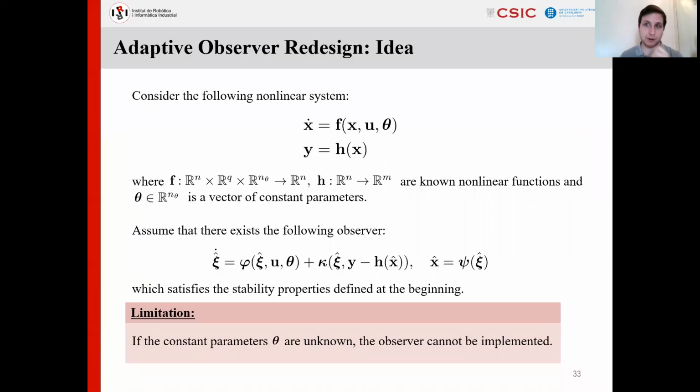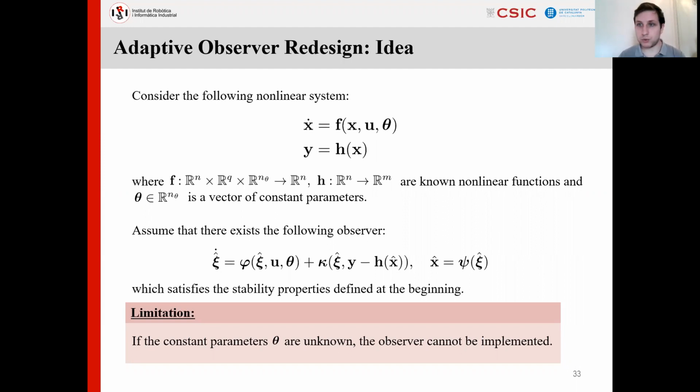So to understand the problem that we are considering here, let's assume that we have a nonlinear system depicted by the dynamics in this slide, where theta is a vector of parameters. And let's assume that we have an observer designed for this system. Naturally, this observer depends on the vector of parameters theta. The thing is that if this vector of parameters theta is not known, then you cannot implement the observer.